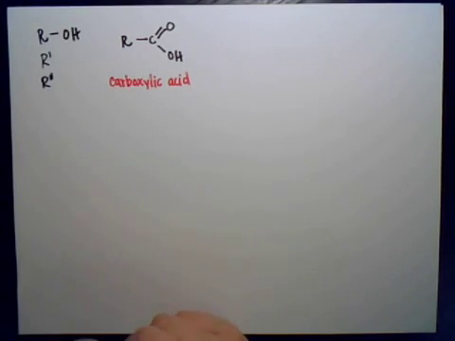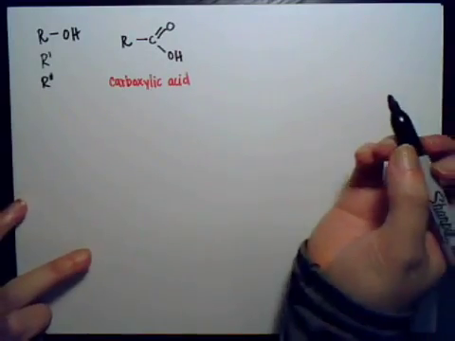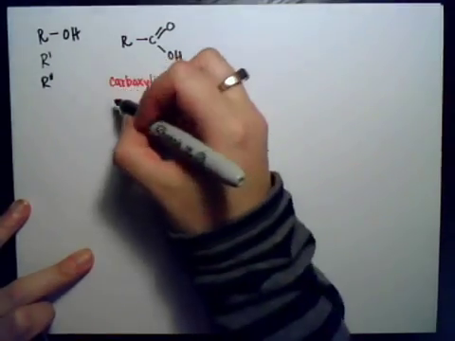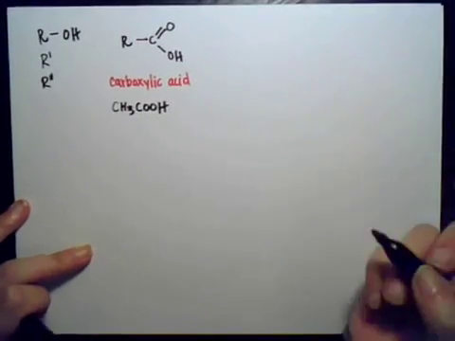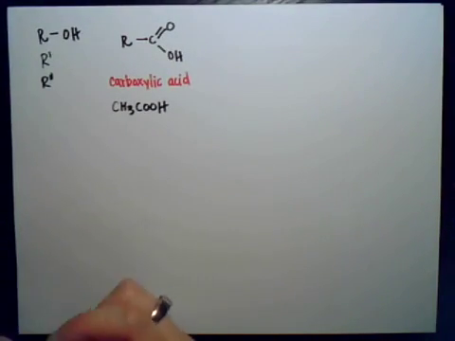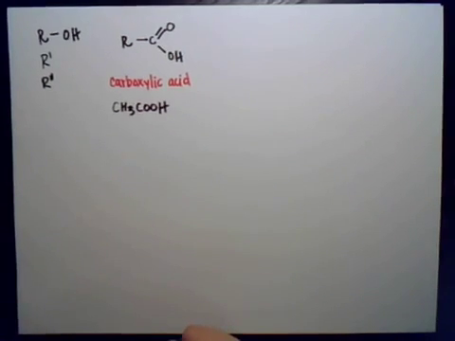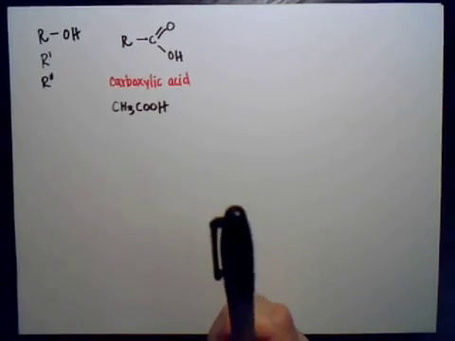So a good example of carboxylic acid would be acetic acid, which is vinegar, and that's one of the simplest ones. The formula for that one is CH3COOH. It looks like this if you were just to write it out in condensed formula: CH3COOH, that's just acetic acid or vinegar. So that would be a carboxylic acid.